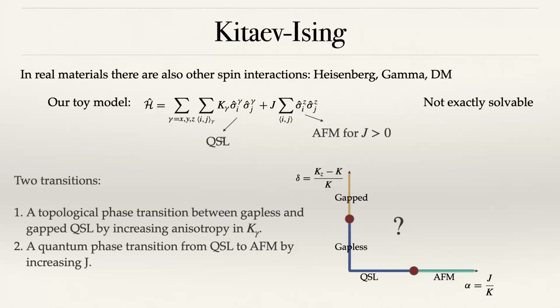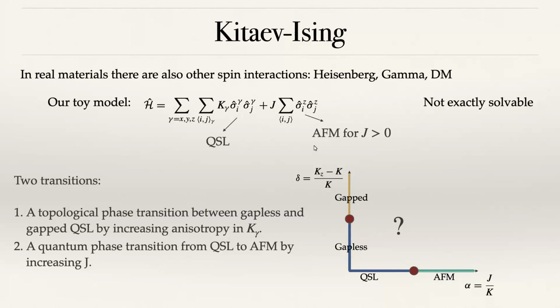So we consider the simple case, which is just a pure Kitaev model plus anti-ferromagnetic Ising coupling. The reason we add this Ising coupling specifically will be clearer later, but nevertheless, the extra magnetic interaction term makes the whole Hamiltonian not exactly solvable anymore. And one can just get it by staring at the Hamiltonian that there will be two quantum phase transitions. One is that, like I said, when you ramp up the anisotropy in the Kitaev coupling, you will go through this gapless to gapped quantum spin liquid topological phase transition.